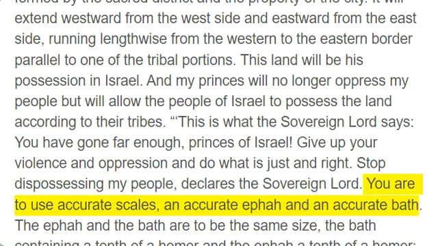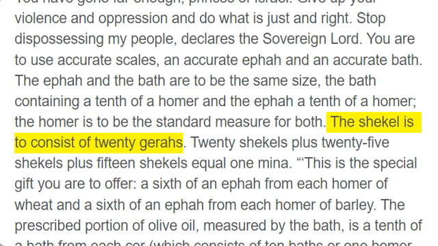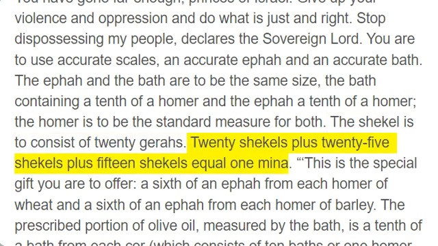You are to use accurate scales, an accurate ephah and an accurate bath. The ephah and the bath are to be the same size, the bath containing 1/10 of a homer and the ephah 1/10 of a homer. The homer is to be the standard measure for both. The shekel is to consist of 20 gerahs. 20 shekels plus 25 shekels plus 15 shekels equal 1 mina.